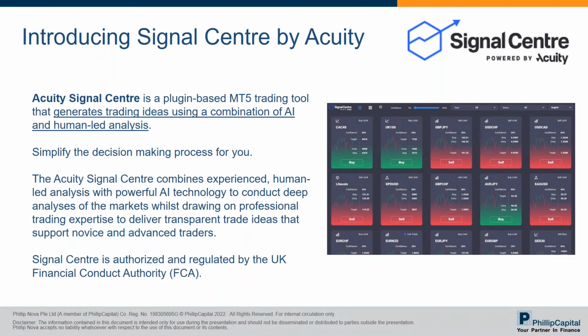The first tool that we have here is Signal Center by Acuity. It is a plugin-based MT5 trading tool that generates trading ideas using a combination of AI and human-led analysis. Essentially, it simplifies the decision-making process for you before you make a trade. All these trade ideas are assembled by a team of technical analysts at Signal Center, and they are also regulated by the UK Financial Conduct Authority, the UK FCA.